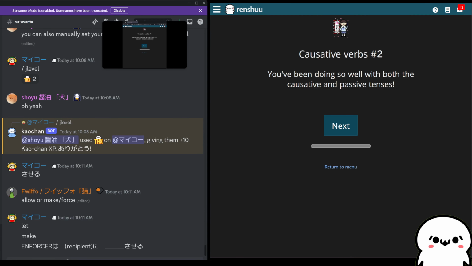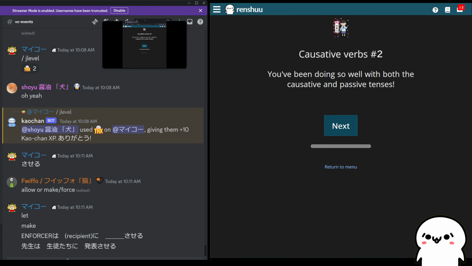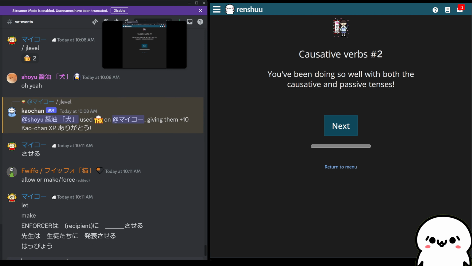So if for some reason I decide to be an evil teacher today and make everyone talk, and make everyone give a presentation, we might have something like this. I am using kanji since this is N4, but I will read it out. Sensei wa seito tachi ni happyou saseru. Those first two words you're probably familiar with. You might not be familiar with the third one, happyou. Happyou is to present or to give a presentation.